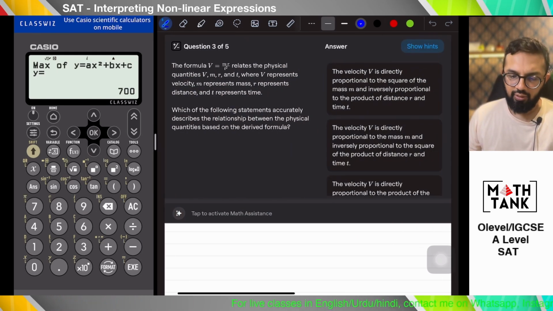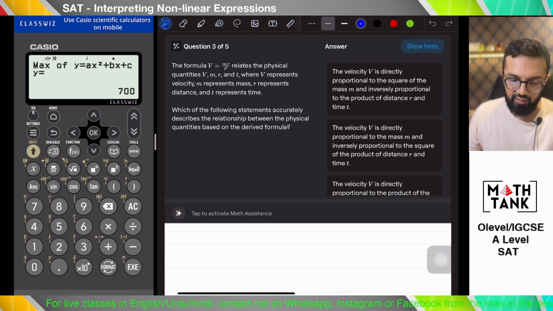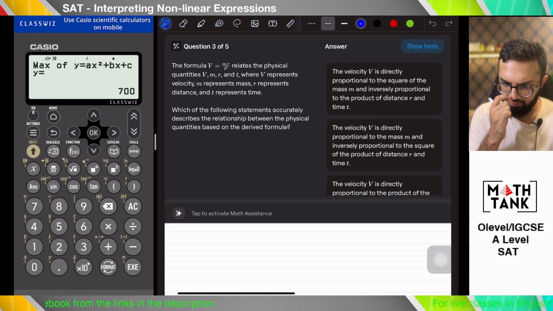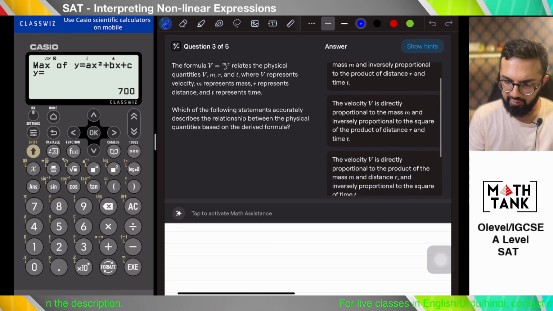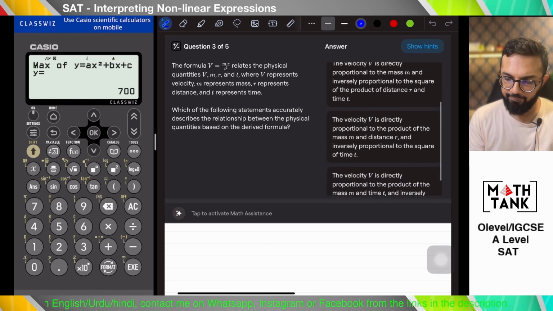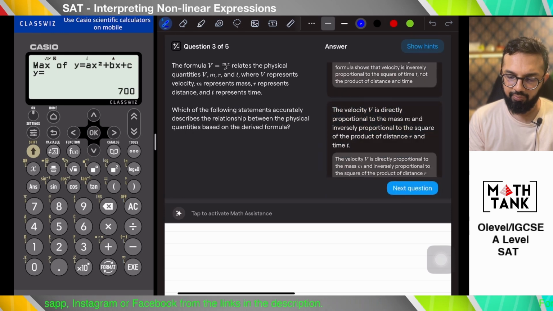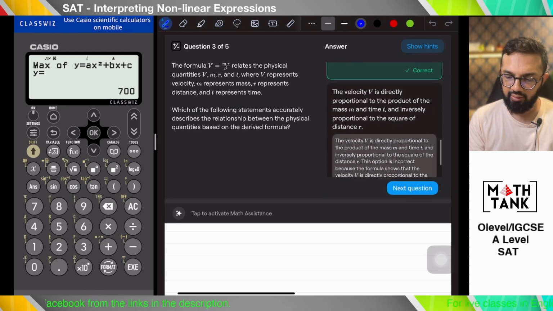The formula V equals mr over t squared relates the physical quantities. Which of the following statements accurately describes the relationship between the physical quantities based on the derived formula? The velocity V is directly proportional to the square of mass? No, it's not the square of mass. The velocity v is directly proportional to the mass m and inversely proportional to the square of the product of the distance r? No, it's still directly related to r as well and inversely to the square of time. Did I do that correctly? Yes, I did that correctly.